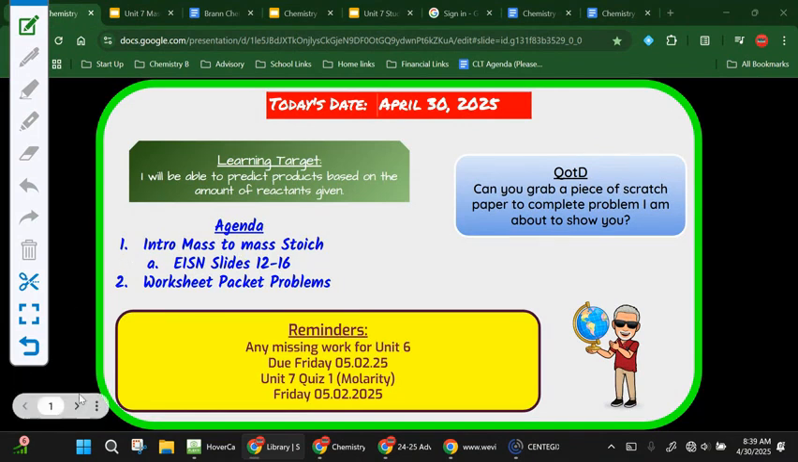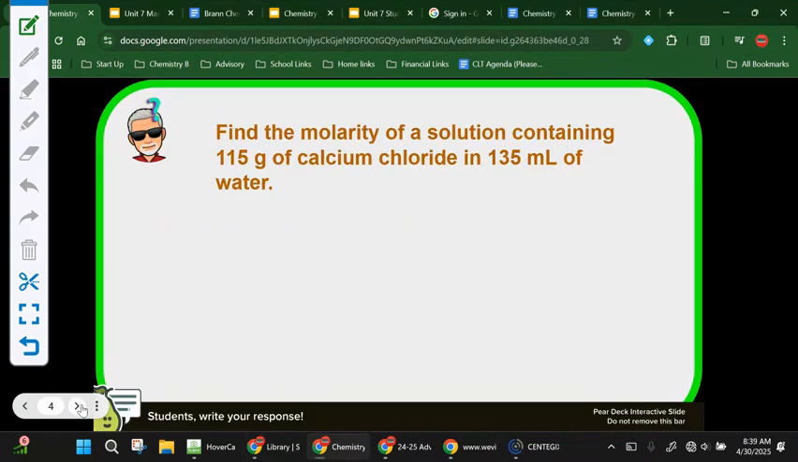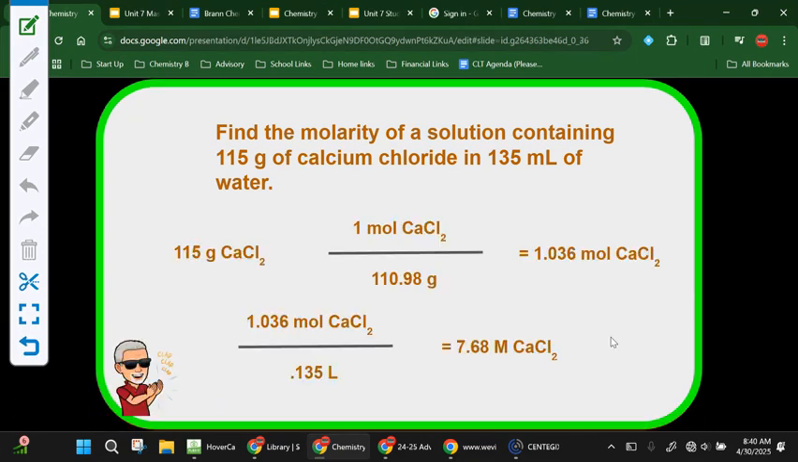All right, ladies and gentlemen, I just want to let you know something. In the daily agenda today, there are a couple more practice problems for molarity if you want them. I did not get to them today, but there are a couple more problems for molarity that you can do for practice for your quiz on Friday. We have the problem on one slide and the answer on the next slide for you.